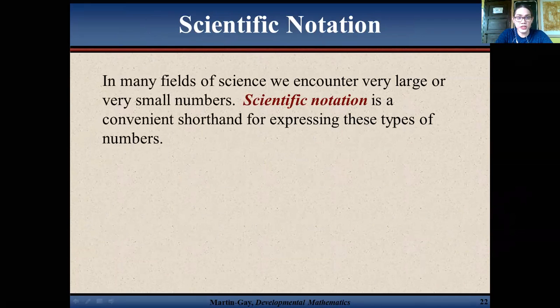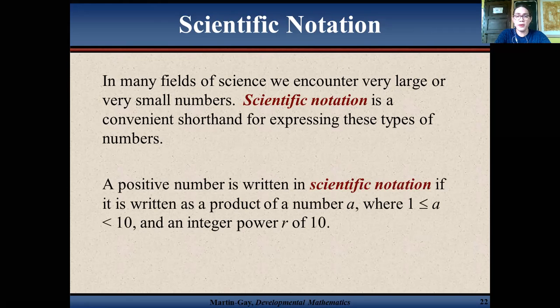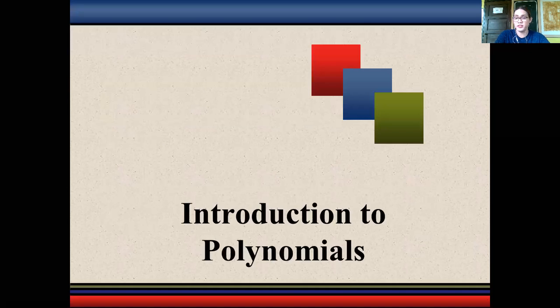For scientific notation, in many fields of science, we encounter very large or very small numbers. Scientific notation is a convenient shorthand for expressing these types of numbers. A positive number is written in scientific notation if it is written as a product of a number a, where 1 is less than or equal to a and a is less than 10, and an integer power r of 10. So in scientific notation, it is a times 10 to the power of r.